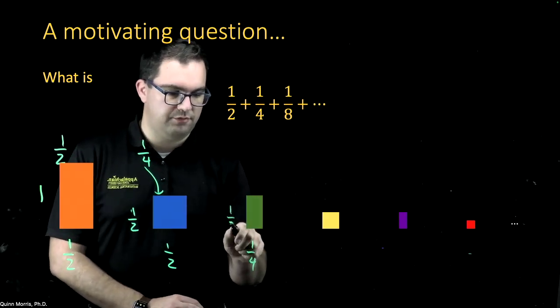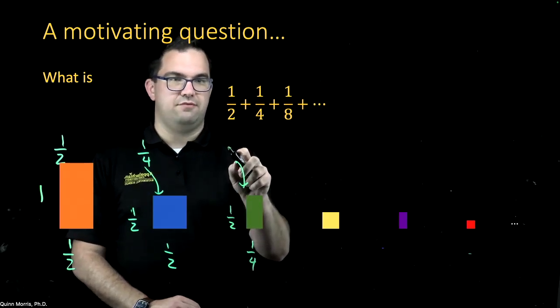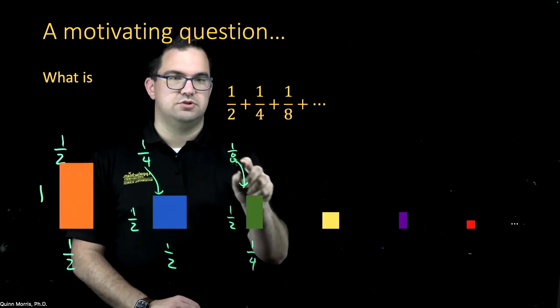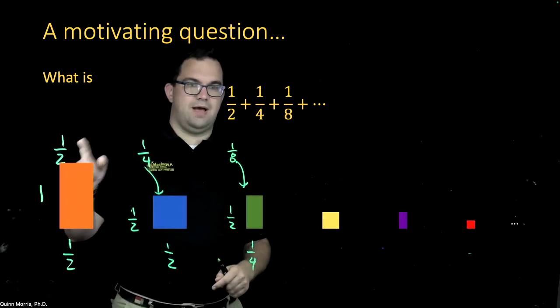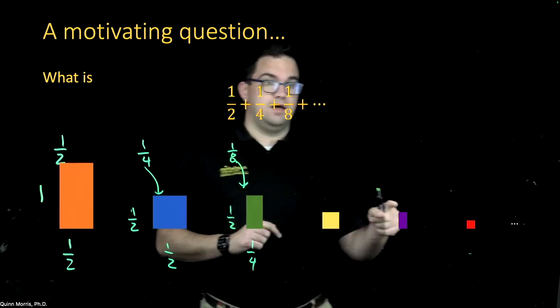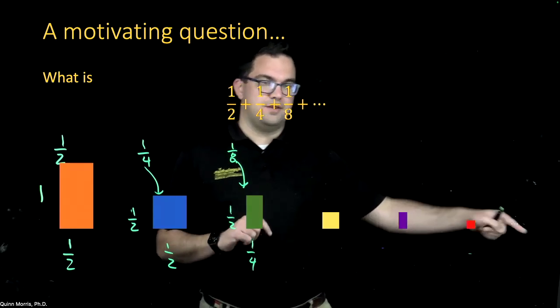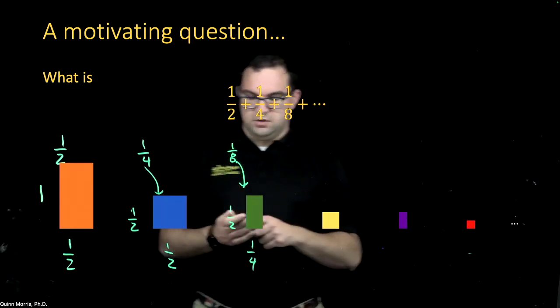Got a bit ahead of myself. But now when I go to find the total area of this, it's 1/4 times 1/2, which is 1/8. So you see that these areas correspond to a half, a fourth, an eighth, a 16th, a 32nd, and a 64th, right? And then dot, dot, dot, and so on and so on.